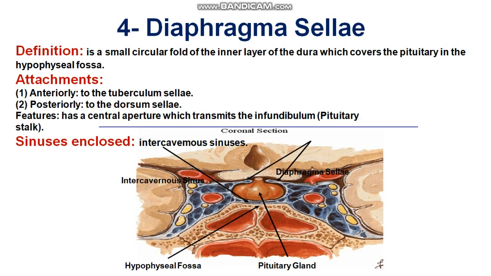So this diaphragma sellae is a small circular fold of inner layer of dura, which covers the pituitary in the hypophyseal fossa. We have just now discussed the attachment, and the sinuses are the intercavernous sinuses.